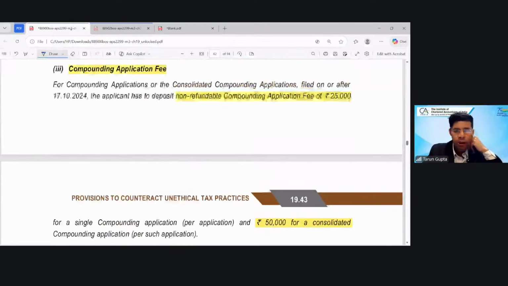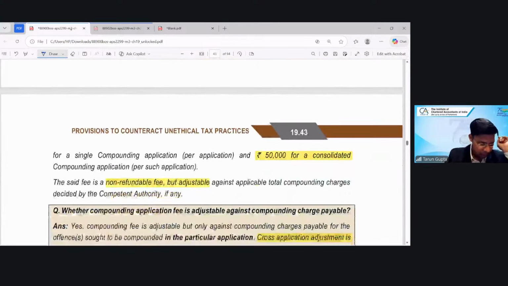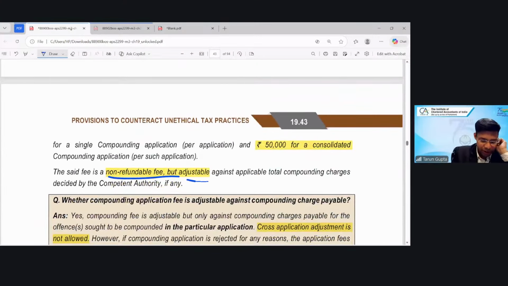This fee of 25,000 or 50,000 is a non-refundable fee, but an adjustable fee. This amount shall be adjusted against the compounding charges finally decided. Non-refundable but adjustable.